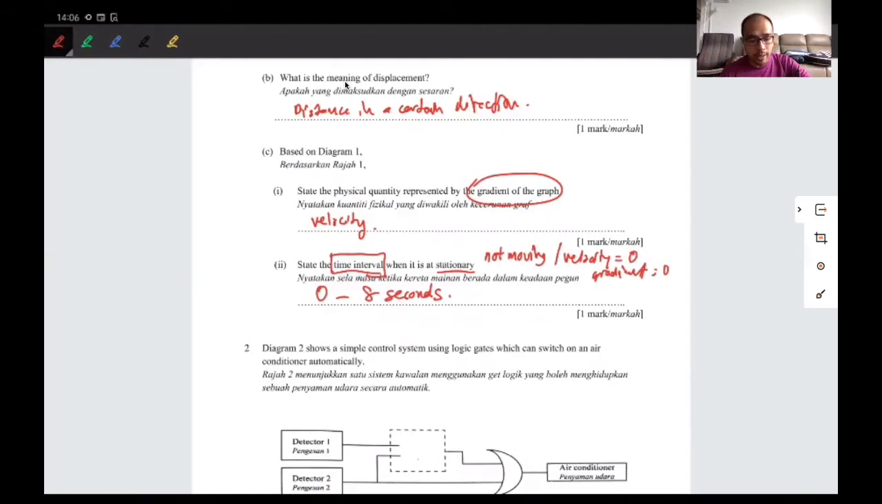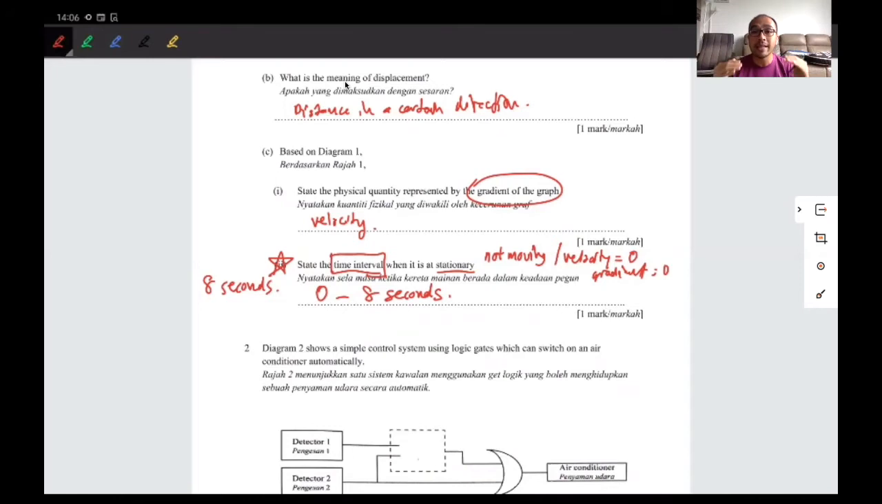Okay, so the weakness of a lot of students, kelemahan kebanyakan pelajar bila dia menjawab ini, dia akan jawab 8 seconds. 8 seconds, 8 saat. Okay, which is not the time interval. The 8 saat is how long it was stationary, berapa lama.